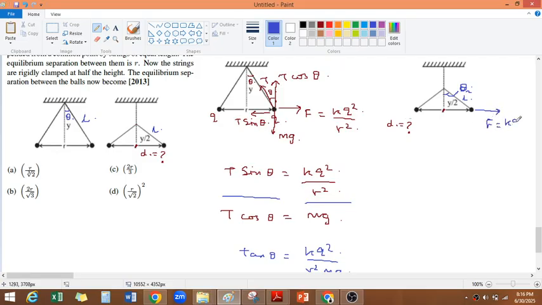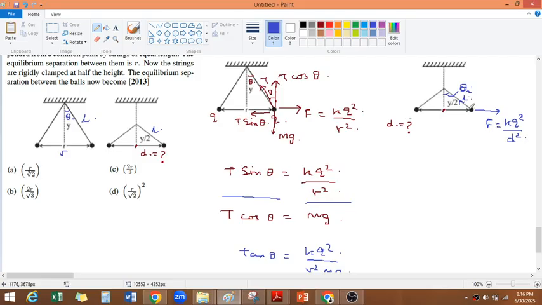F is equal to kq squared by r squared, we should not put now; now we should put d squared. Because for this one we call it as r, this one I am calling it as d. So you should know that you should not put r squared, because our job is to find the d, that is what they have asked. After that it's the same story.